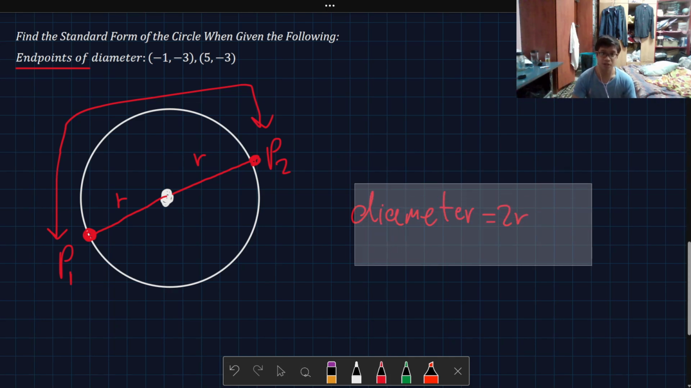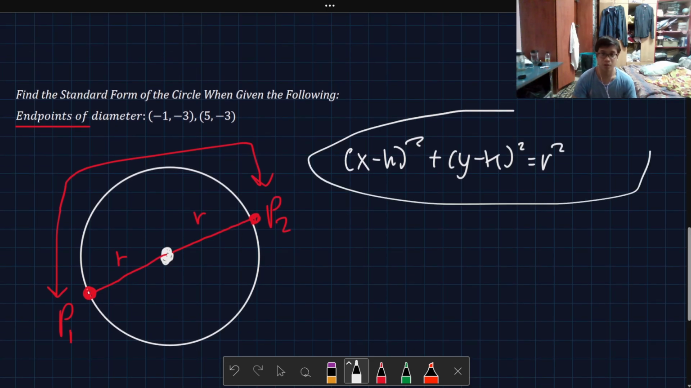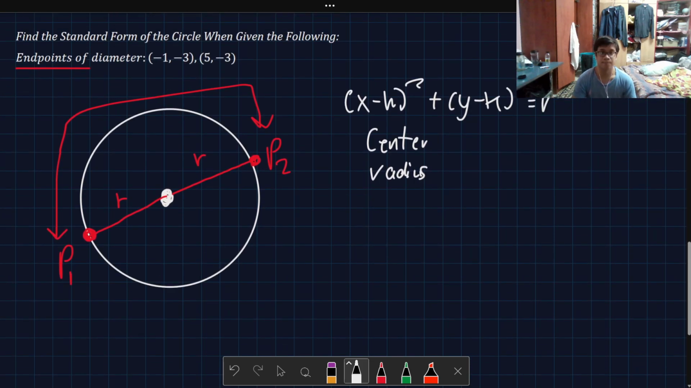Remember that the standard form formula is the square of x minus h plus the square of y minus k is equal to r squared. We are going to find the standard form, and for us to find it, we need the center and radius. Without these two, it's impossible for us to find the standard form. So how?